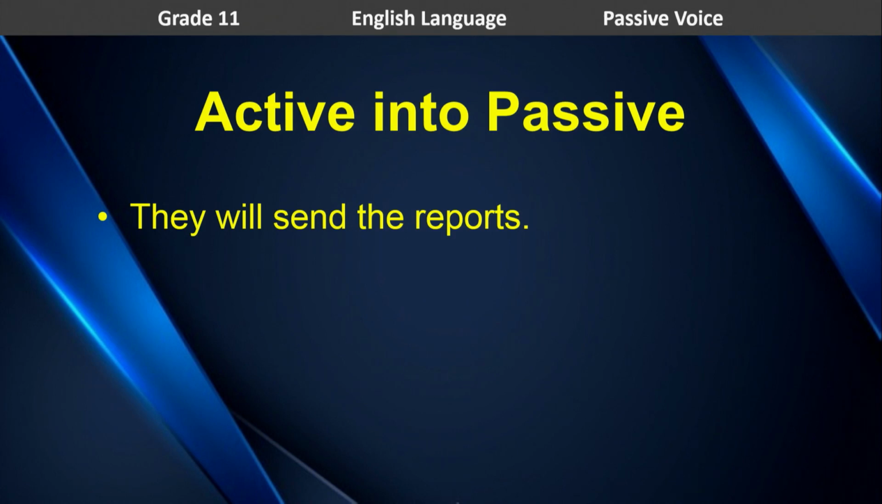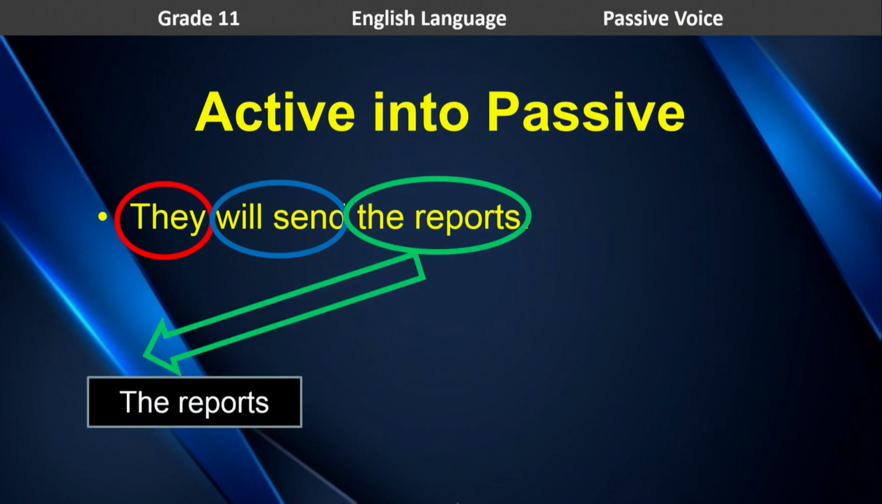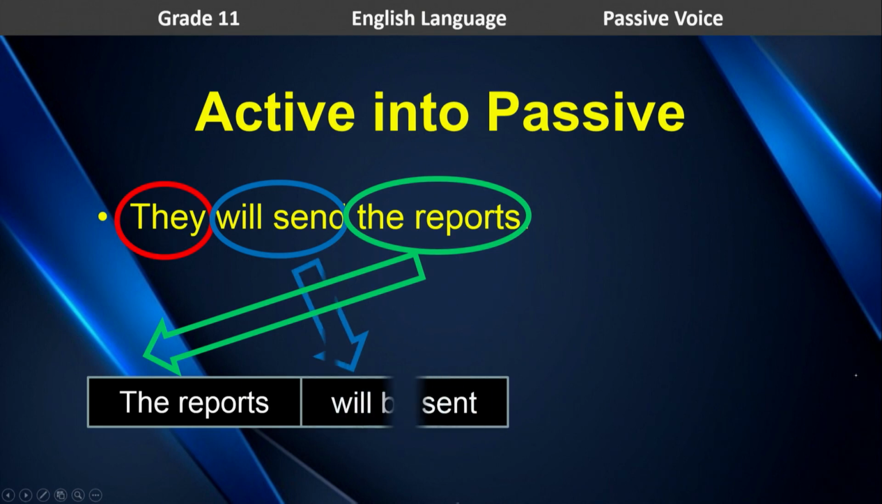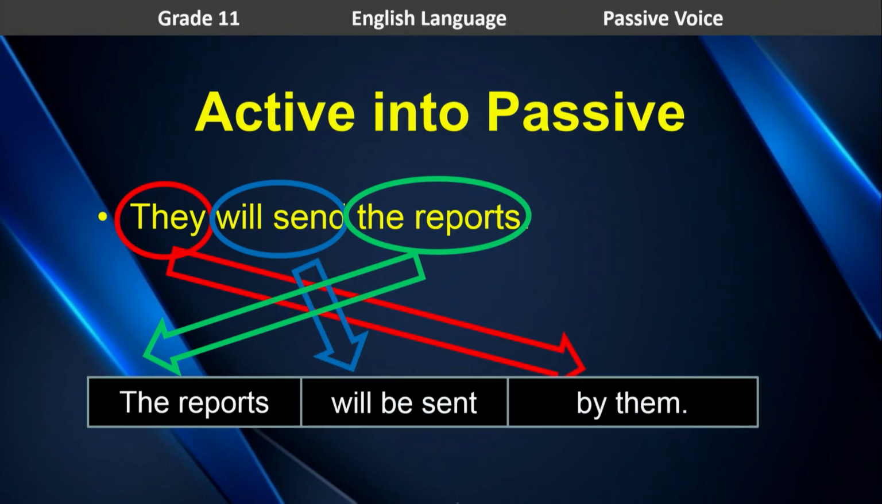So, if the active voice sentence is in simple future tense, they will send the report, how can you convert it into the passive voice? They is the subject, will send is the verb, the reports is the object. So, it can be converted as the reports will be sent by them. In the future simple passive voice, we have to use will be and shall be.